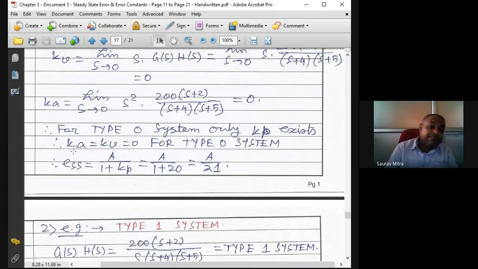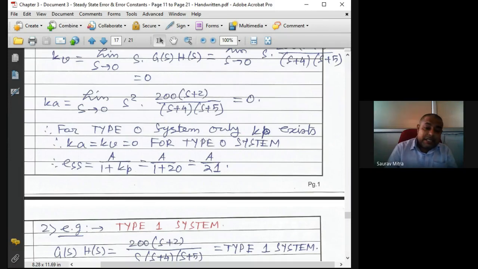Now you can directly find the steady state error for step input, that is A divided by 1 plus Kp. And A divided by 1 plus Kp is 20, as we have just calculated. So what will be the steady state error for the given G(s)H(s) with step input? The answer is A divided by 1 plus 20, that is A divided by 21.